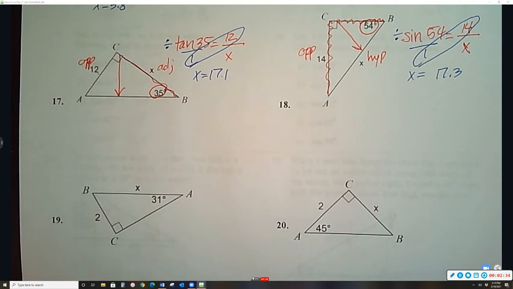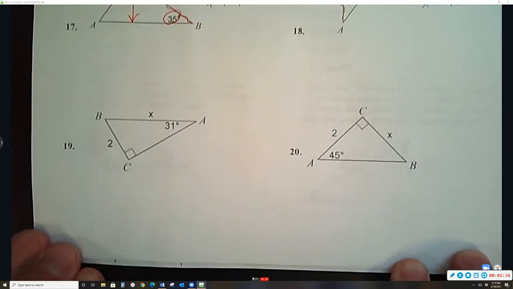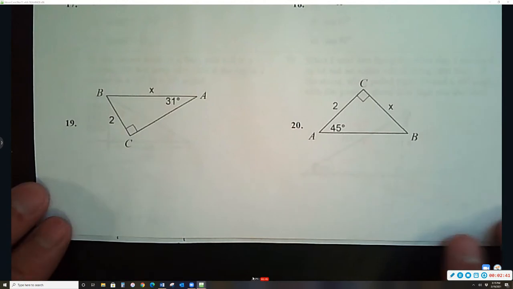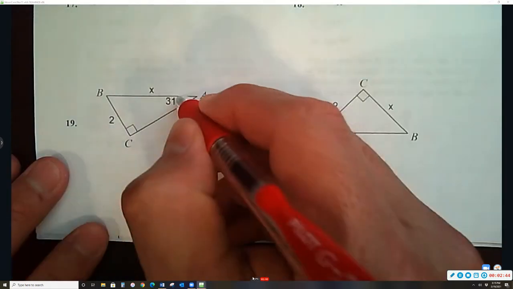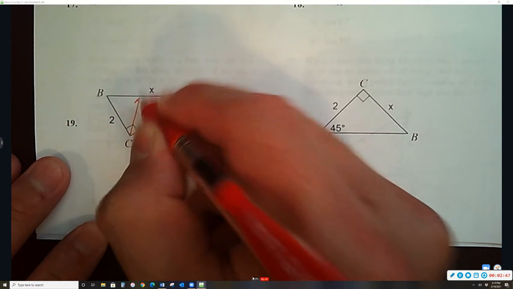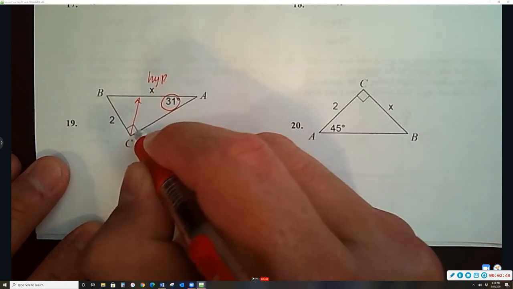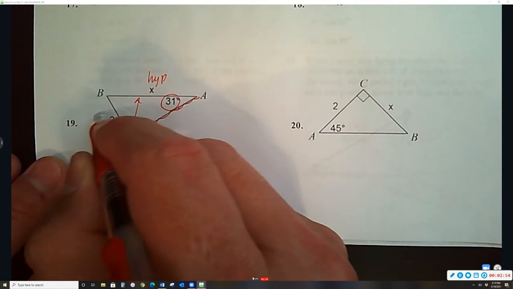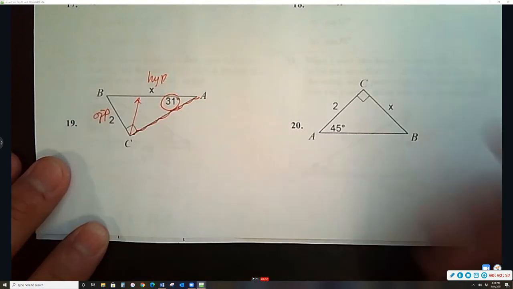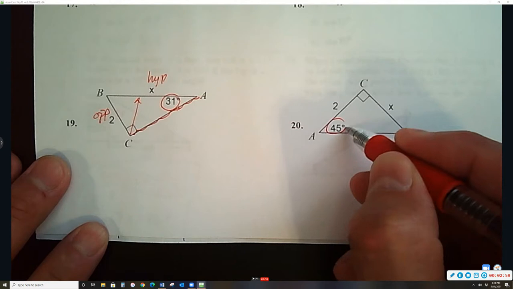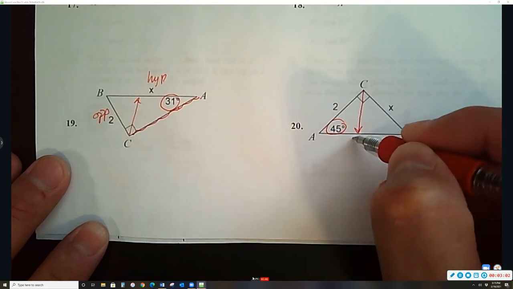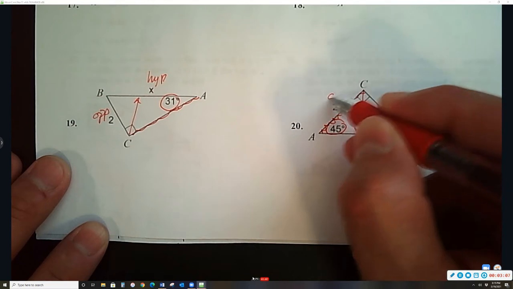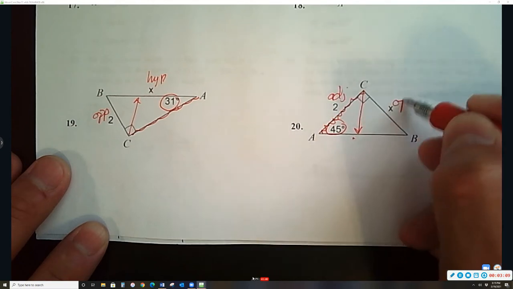And then the last two, here's the acute angle, there's the hypotenuse, this leg is the adjacent leg. It's adjacent because it's next to the 31. That means this leg over here is the opposite leg. So same thing here. Here's the acute angle. Down here we have the hypotenuse, but I'm not going to write it in. This leg is near the 45 degree angle, so that's the adjacent leg. And this is the opposite leg.